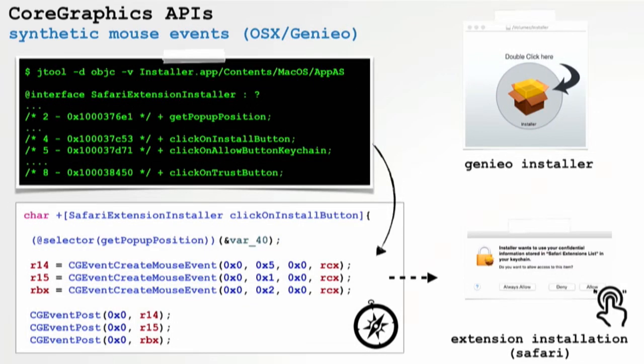Another example of malware that uses the Core Graphics events APIs to synthetically interact with the system is Genio, which is probably the most prolific, most annoying adware sample or family on macOS. So we can use JTool to dump its binary, and we can look at its Objective-C classes. Now, Objective-C is a very verbose programming language, so a lot of times you can actually figure out the names of the methods and the classes. So we can see a class named SafariExtensionInstaller, and it has methods such as clickOnInstallButton. It's like, okay, wonder what that does, right?